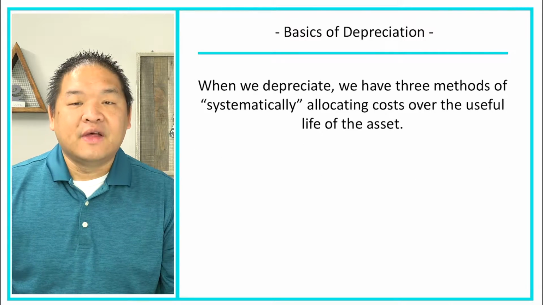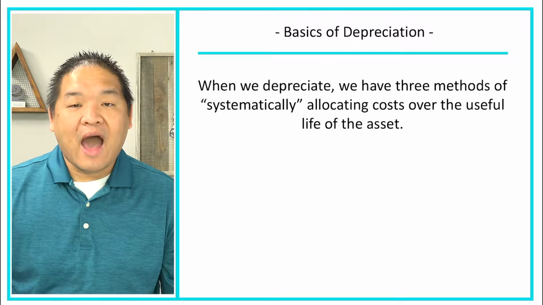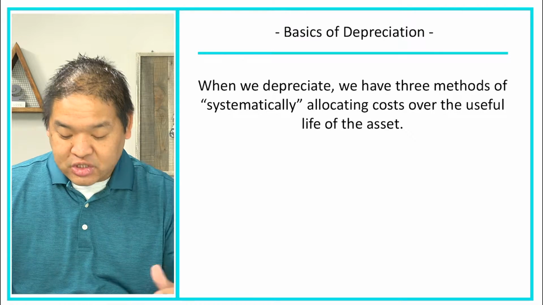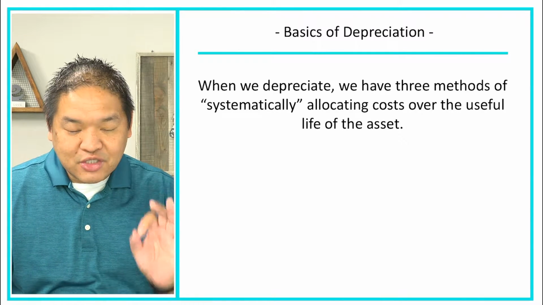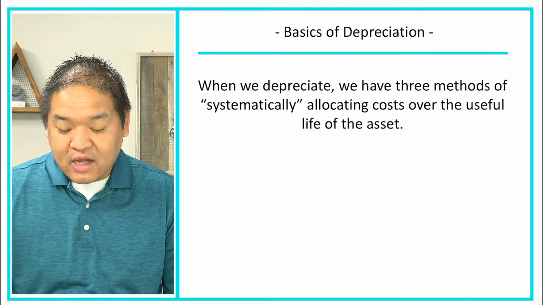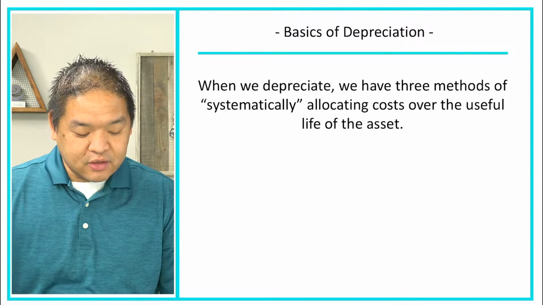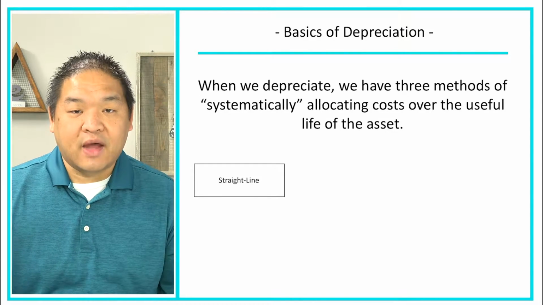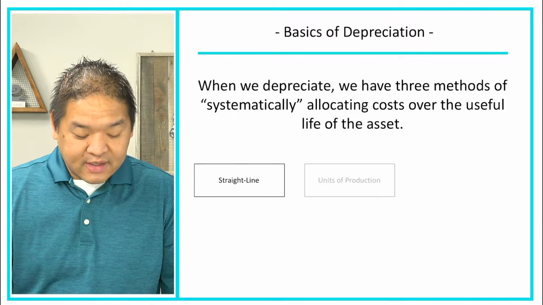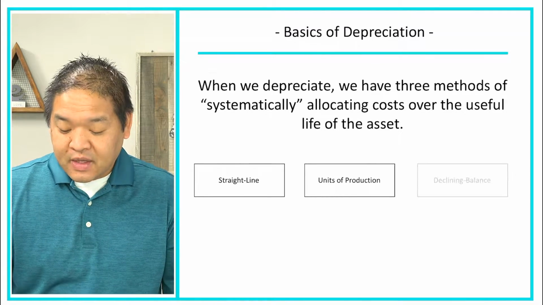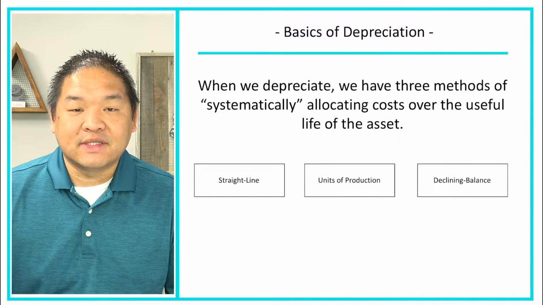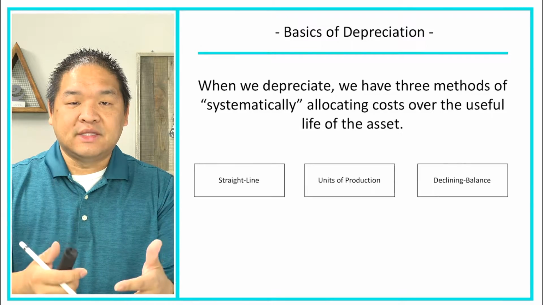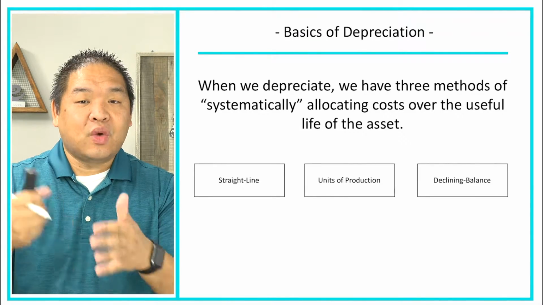Now, one of the last things that we need to talk about is how do we depreciate? What are the systematic allocation approaches to depreciating? We have three methods of systematically allocating costs over the useful life, which we'll be teaching you in the next few lessons. The first one here is the straight line basis. The second one is the units of production basis. And the last one is the declining basis. Now, I'm not going to explain it too much here because we're going to spend some time in a different lesson really talking about each one individually.